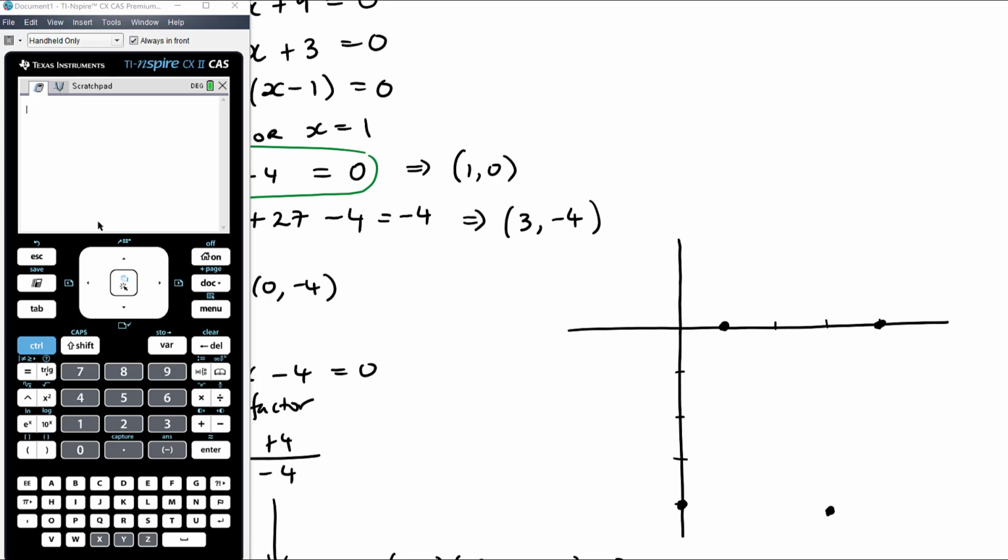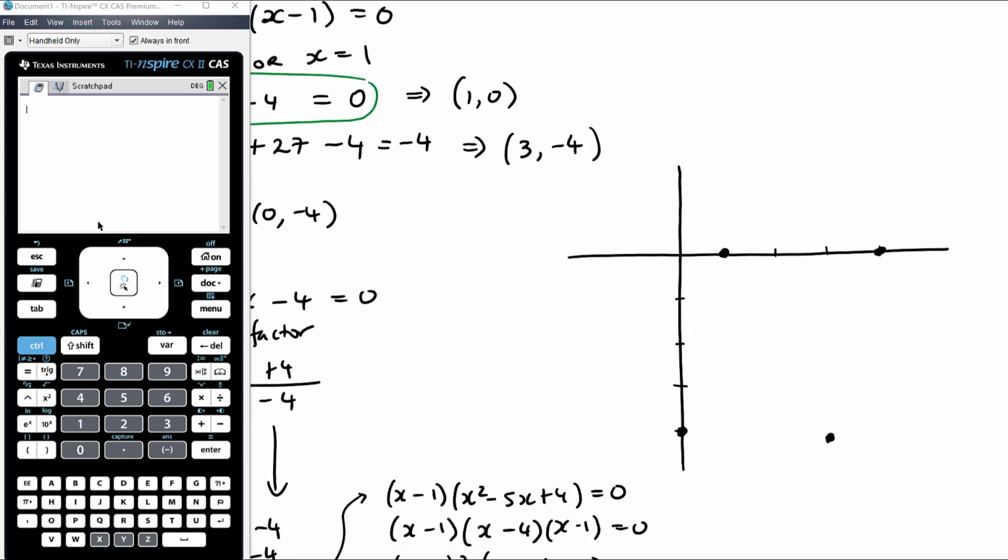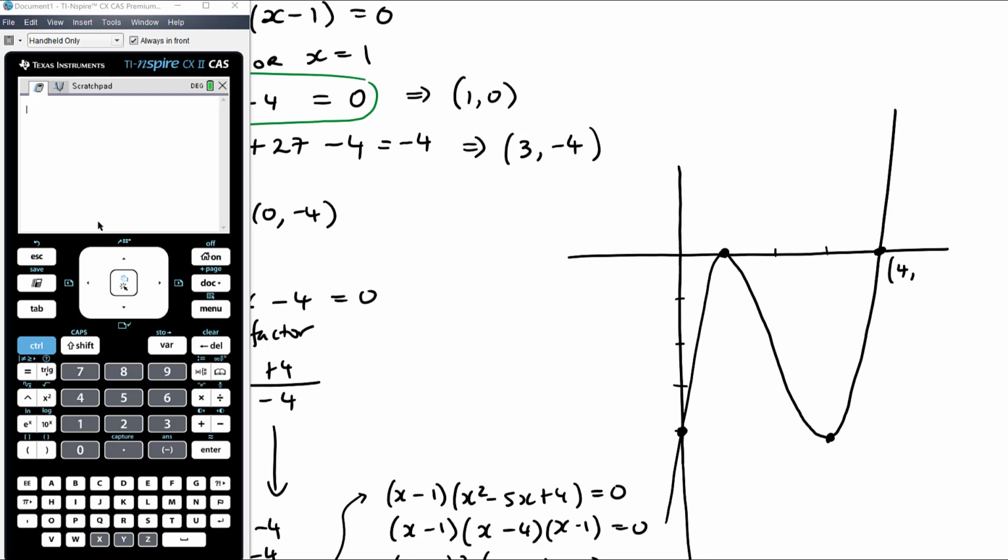Okay, so we're going to have a turning point there and an x-intercept. We're going to turn there and then go through there. So labelling all of our intercepts with coordinates and our turning points now that we can do that with coordinates. And there is our graph.